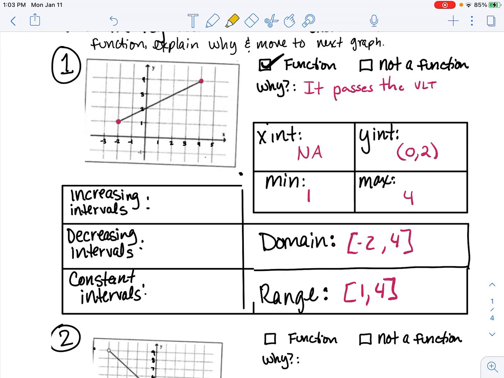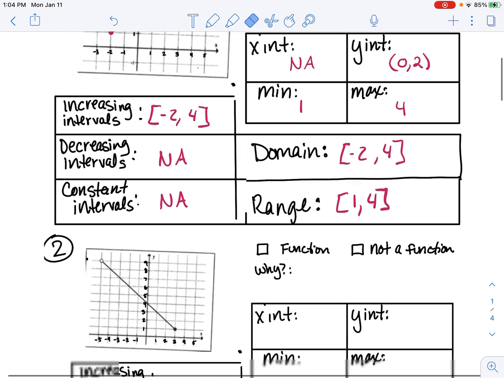Increasing, this whole thing is increasing. So from here to here, it's increasing. And it's the exact same as our domain, from -2 to +4. Decreasing is not going down, so not applicable. And constant intervals, also not applicable. Okay, problem 2.